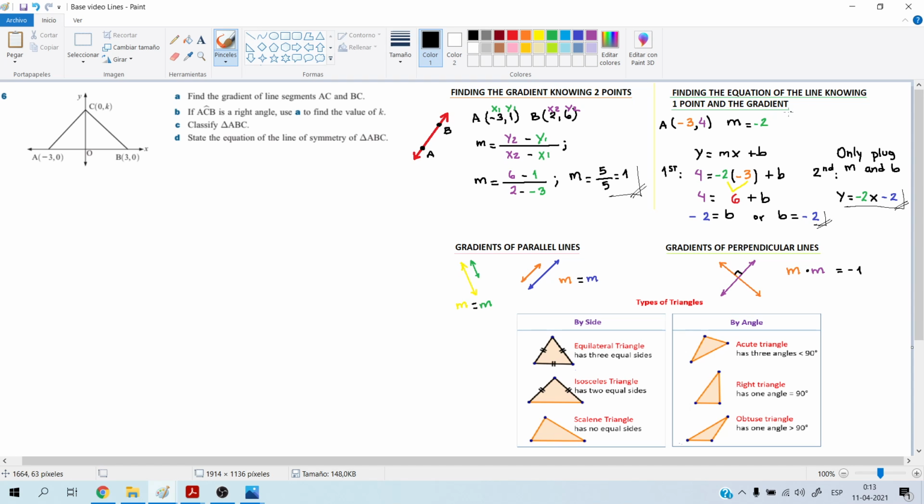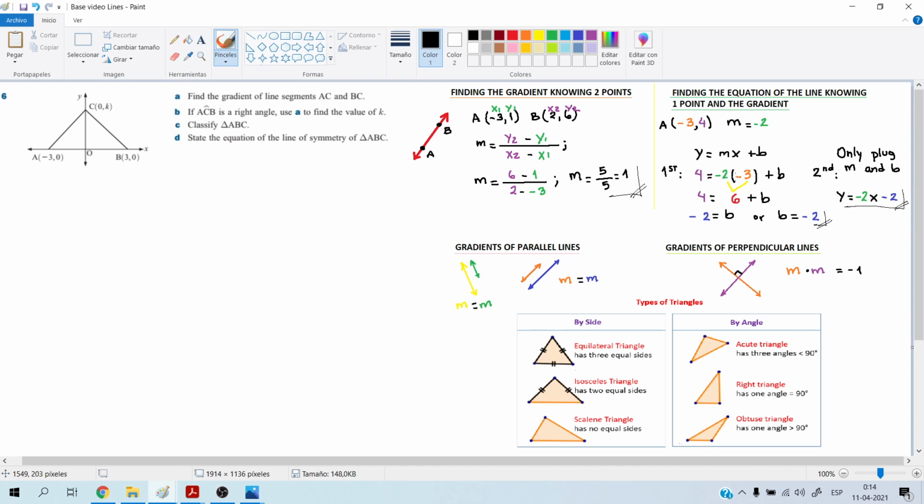Finding the equation of the line, knowing 1 point and the gradient. First, they give you the coordinates of 1 point, they give you the gradient. You plug everything you have into the equation of the line. Y equals mx plus b. So m is -2, you plug it there. -3, it goes -3 in x and then y. Remember, x and y? So you plug the -3 in x and you plug the 4 in the y.